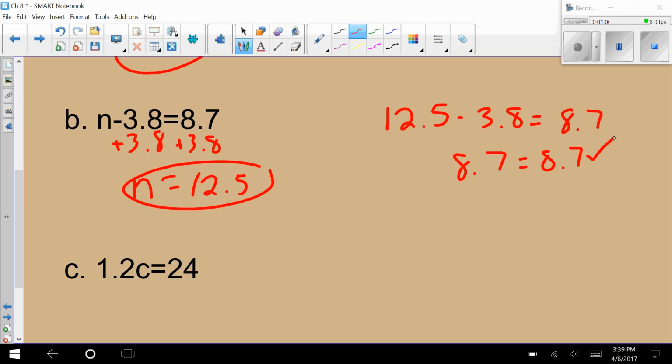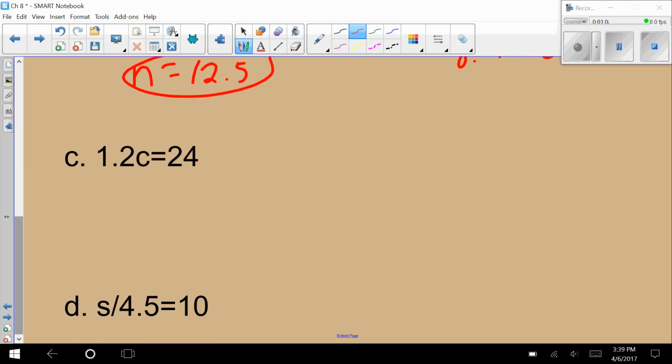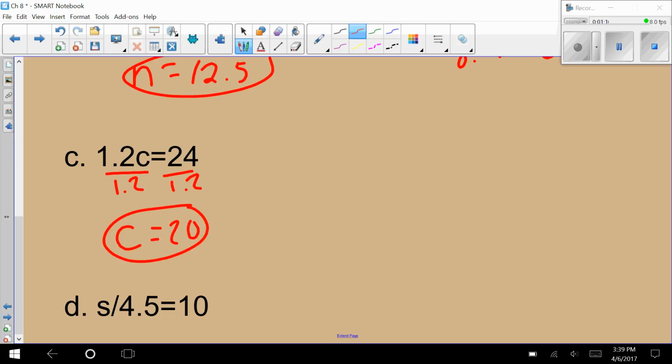So that works. If we are multiplying to our variable to solve, we would divide. So we're going to divide both sides by 1.2, and we'll end up with c equals 20. To check, we'll take 1.2 times 20 to see if that equals 24. And it sure does, so our answer checks out.